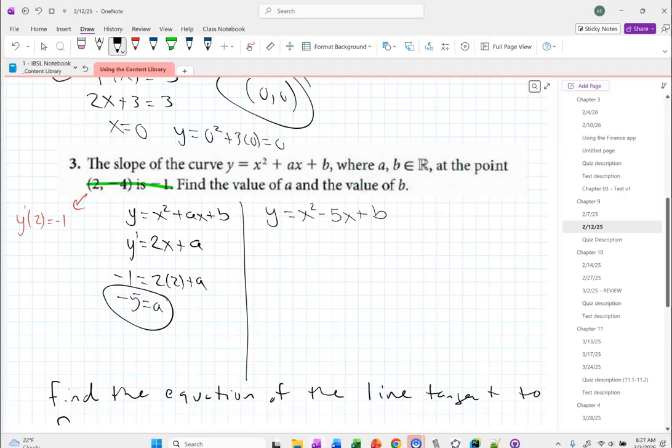We know that (2, -4) is a point on the curve. So this is like an X and that's like a Y. So I can plug those into the original function and now solve for B. Let's see, that's -14, so -18 is B.